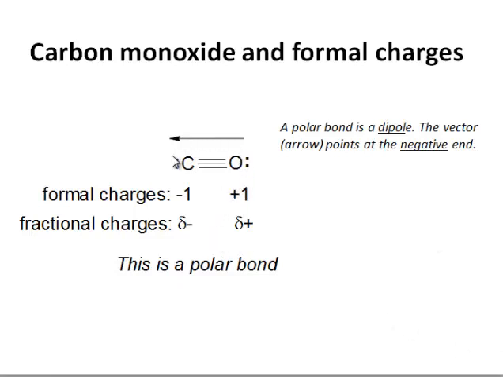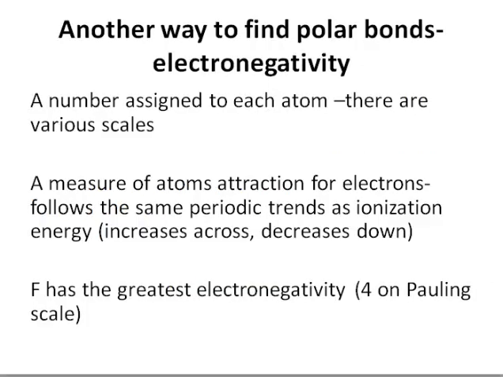So carbon monoxide is a polar bond, and carbon is the negative end. There's another, generally more reliable way to find polar bonds, and that's using a quantity called electronegativity. What is electronegativity? It's a number assigned to each atom. There are various scales that you would see in various chemistry textbooks. It's supposed to be a measure of an atom's attraction for electrons. In other words, the higher an atom's electronegativity, the more it attracts electrons.